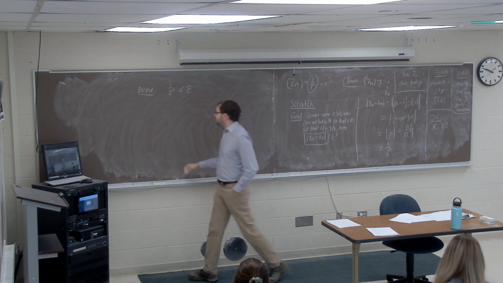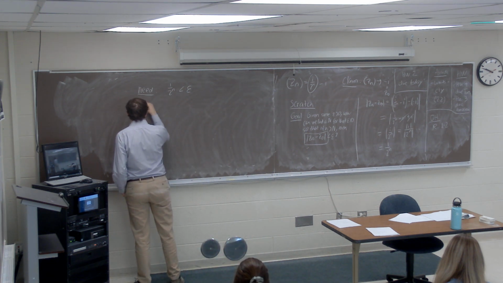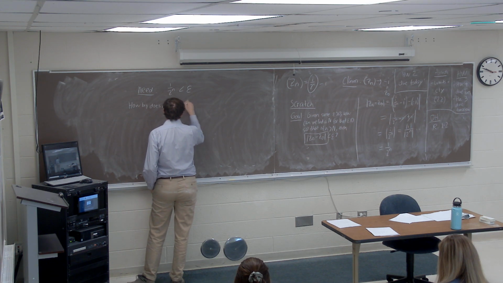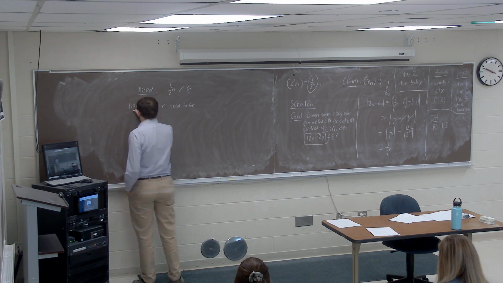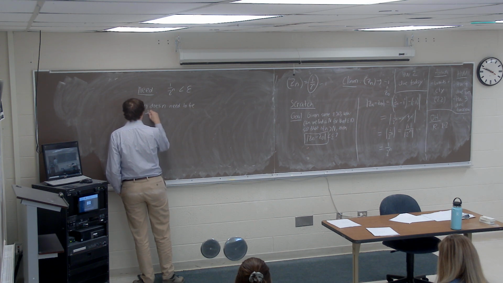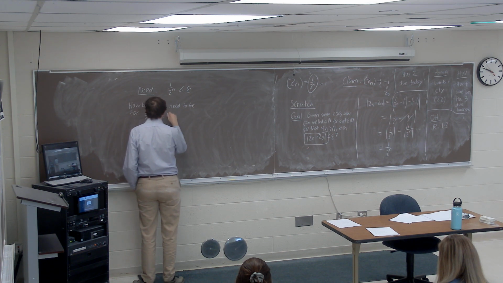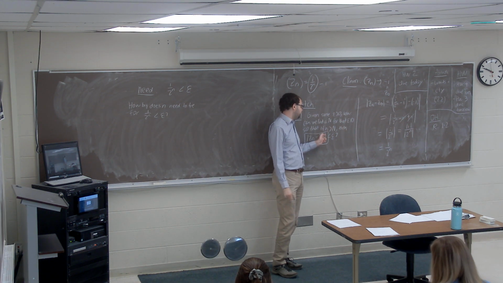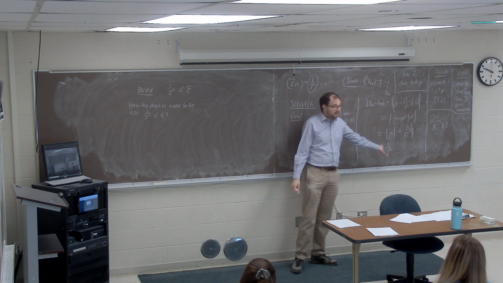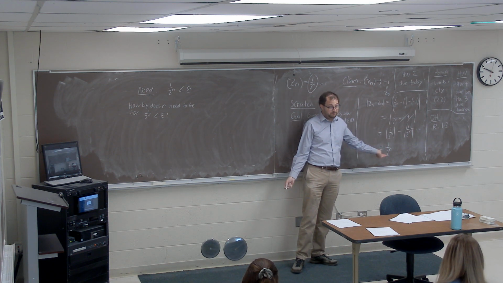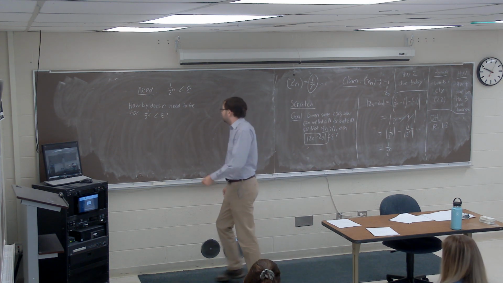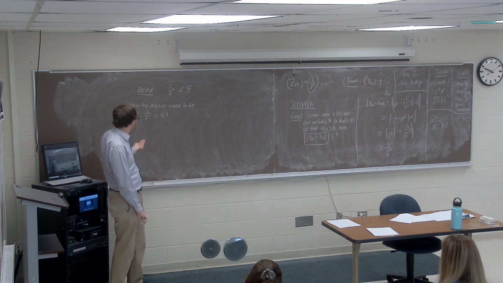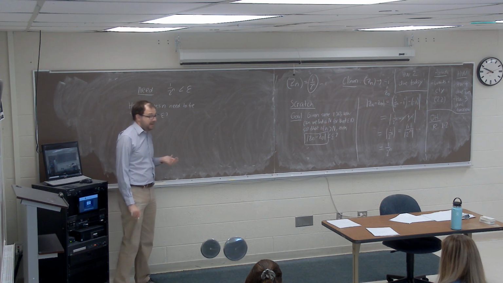So the question's going to become, how big does little n need to be for 1 over 2 to the n to be less than epsilon? Because that's our goal. We need to find a point in the sequence past which this expression comes out to less than epsilon. So how can we find a value of little n that satisfies that?